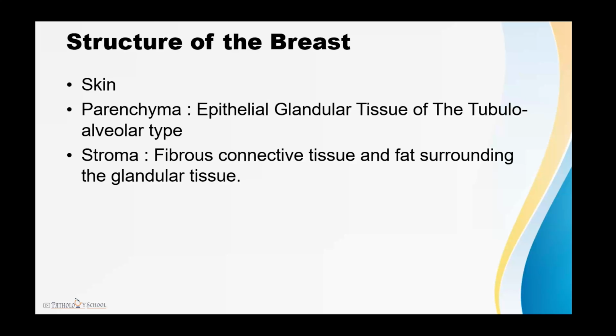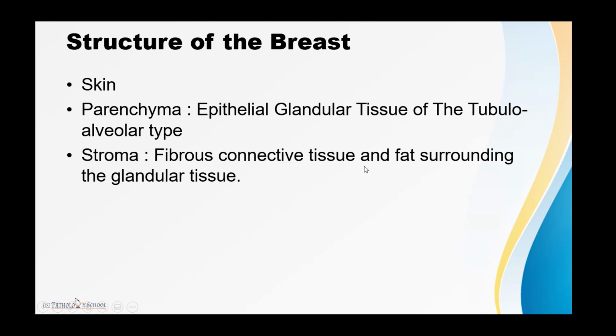The microscopic structure of the breast is defined under the same three headings under which we were studying the gross anatomy of the breast, which is the skin, parenchyma, which is composed of the epithelial glandular tissue of the tubuloalveolar type, and the stroma, which is made of fibrous connective tissue and fat surrounding the glandular tissue.